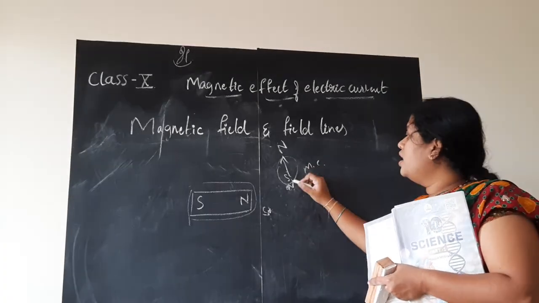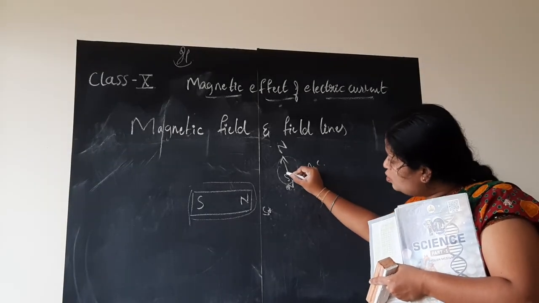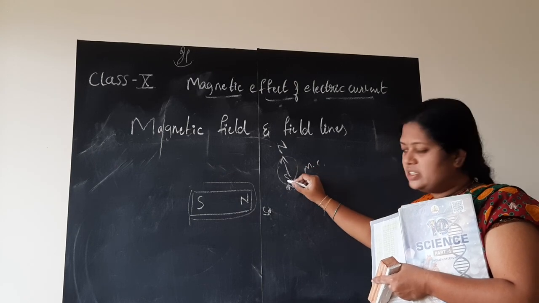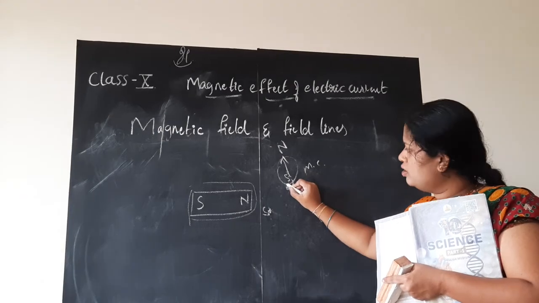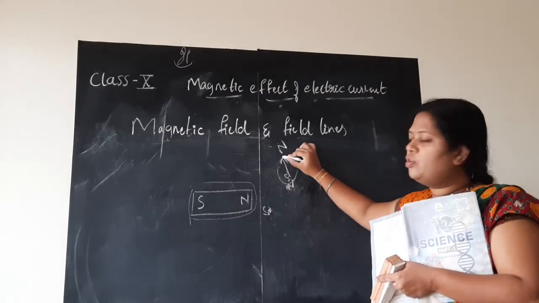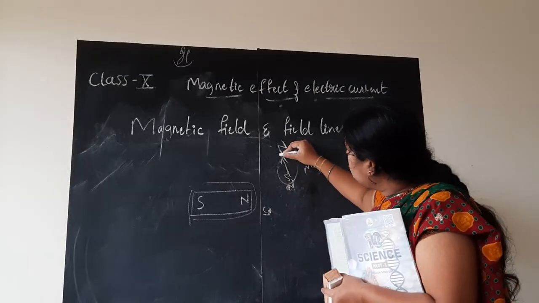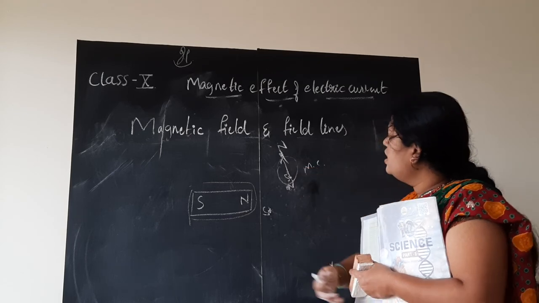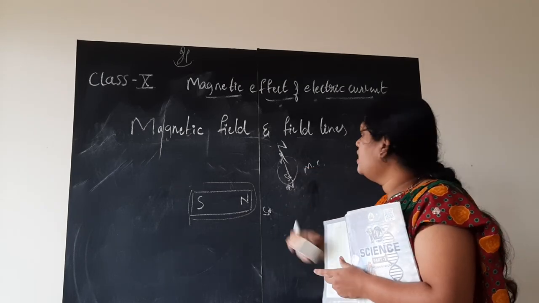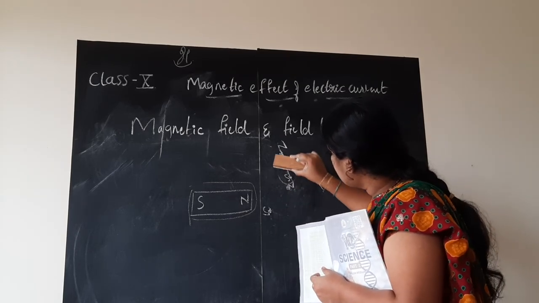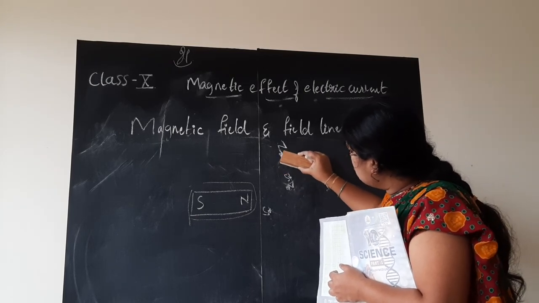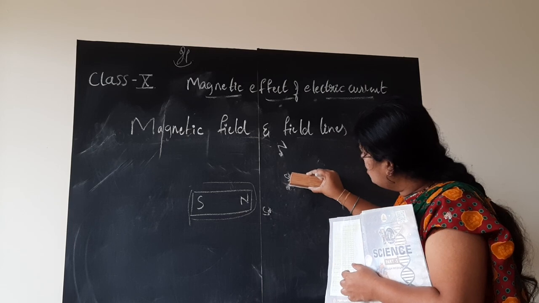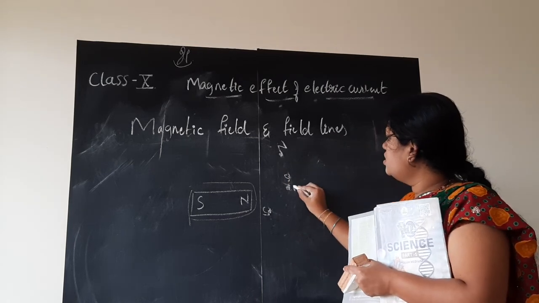What happened? You place it in such a way that the south pole of the magnetic compass needle is now occupying the previous north pole. North and south coincide when you keep it. Again you will have the north pole. So you mark the north pole, you mark the south pole and remove the compass again. Remove the compass. I don't want this needle also. Only dots I want. So I remove. This is north to south.